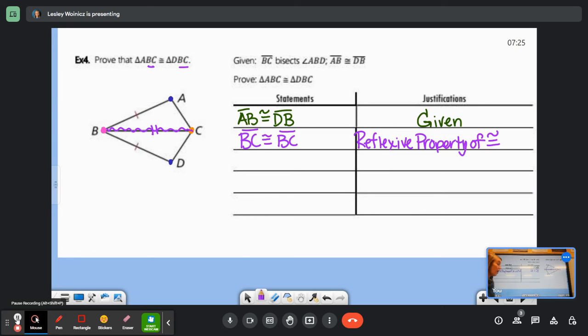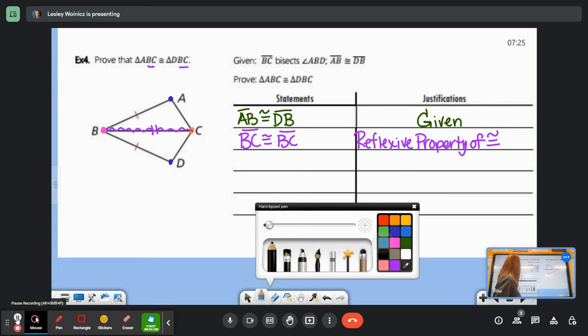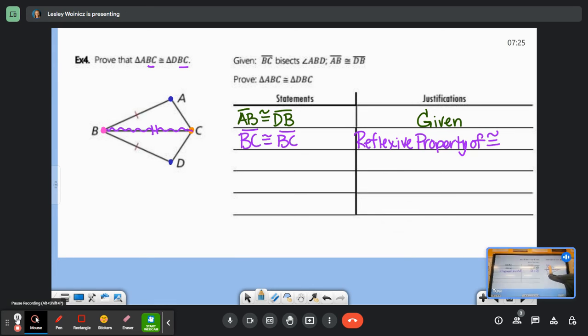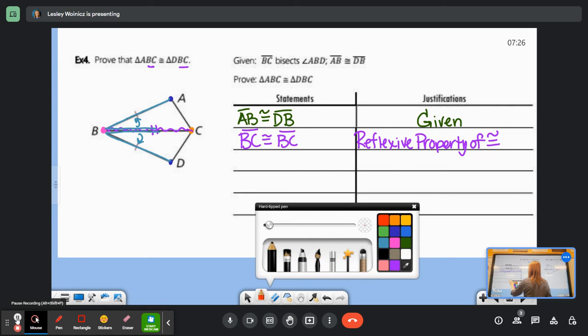Okay, now all I need, I've got two sides. I just need the angle that's sandwiched between the sides. So I've got this side and this side, I need this angle. I've got this side and this side, I need this angle. Now, this is where my bisector comes in. I was given some precious information.